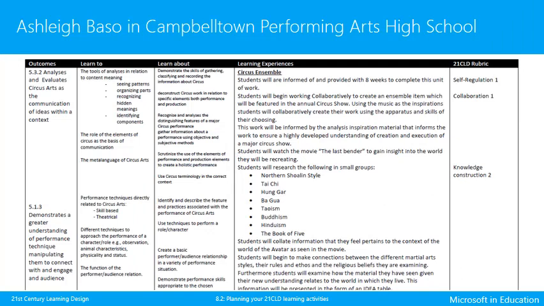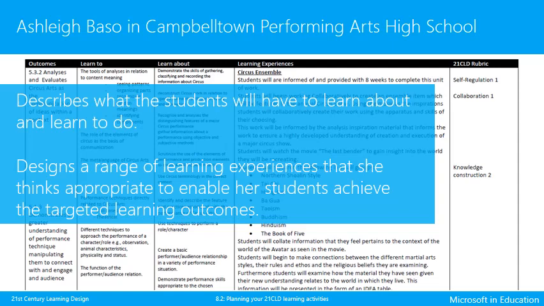As you can see, Ashley has outlined the learning outcomes from the New South Wales curriculum. She describes succinctly and clearly what the students will have to learn about and learn to do in order to be able to achieve these learning outcomes. Considering her students and her school context, Ashley has then designed a range of learning experiences that she thinks appropriate to enable her students achieve the targeted learning outcomes. She has then indicated the code she thinks best describes the learning activity that she has outlined.